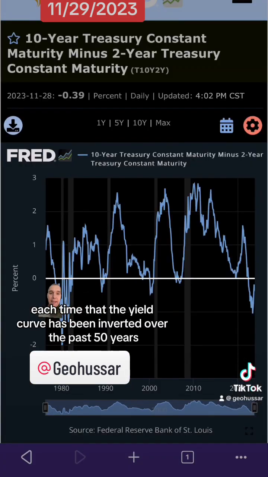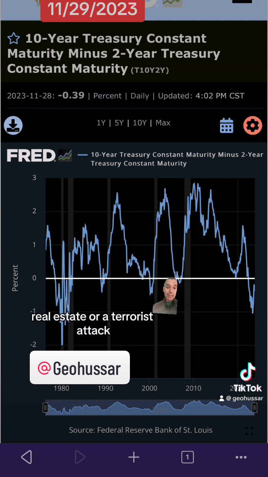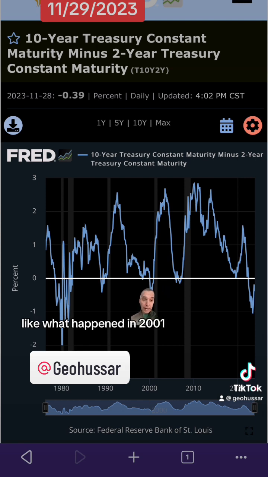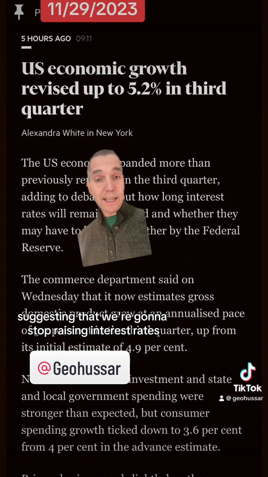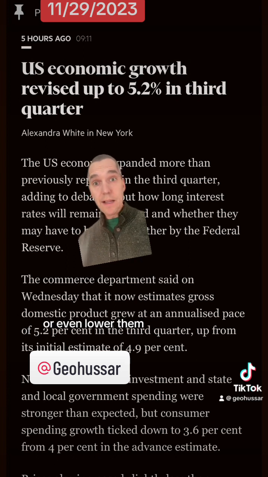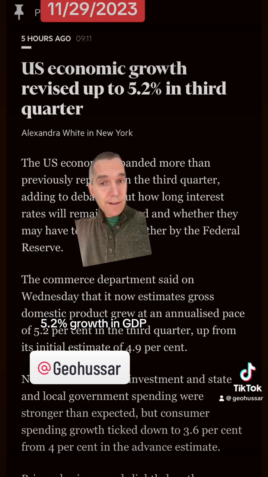Each time that the yield curve has been inverted over the past 50 years was either because of tight monetary policy, real estate, or a terrorist attack like what happened in 2001. But it looks like inflation is coming down, suggesting that we're going to stop raising interest rates or even lower them. US economic growth output was just upped to 5.2% growth in GDP versus the predicted 4.9%.